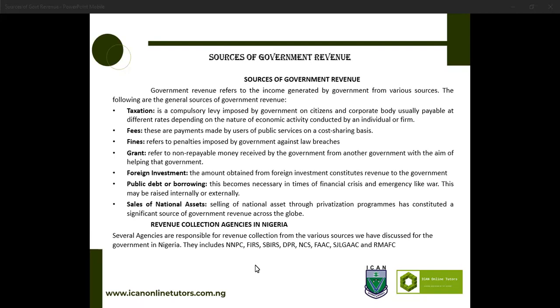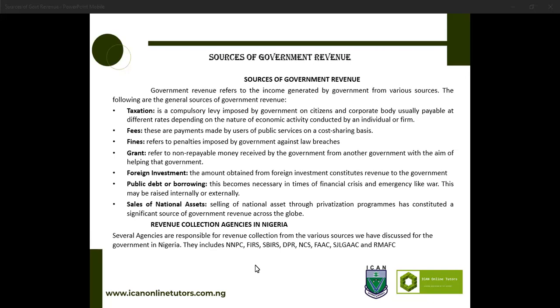Several agencies are responsible for revenue collection from the various sources. So we will be discussing each of these revenue collection agencies, their duties and functions. They include the NNPC, the Nigerian National Petroleum Corporation. We have the FIRS, that is Federal Inland Revenue Service. We have the SBIRS, that is the State Board of Internal Revenue Service. We have the DPR, Department of Petroleum Resources. We have the NCS, Nigerian Customs Service.